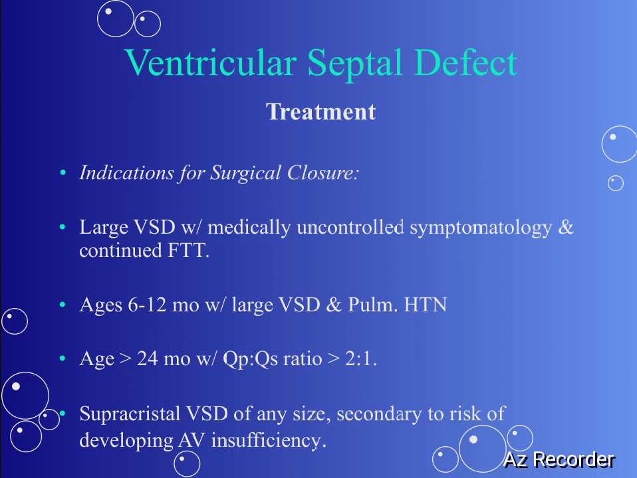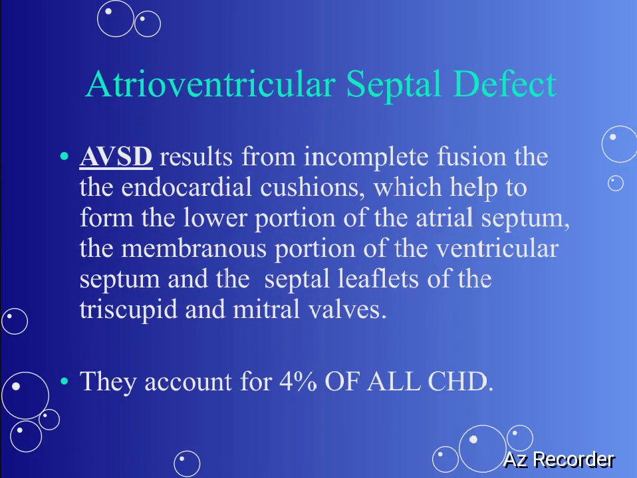Ages will be nearly 6 to 12 months with the large VSD and the pulmonary hypertension. Age greater than 24 months, Qp:Qs ratio greater than 2:1. Supracristal VSD of any size secondary to the risk of developing AV insufficiency.